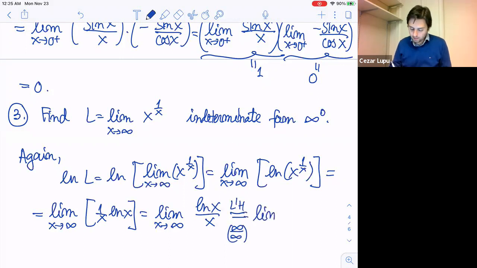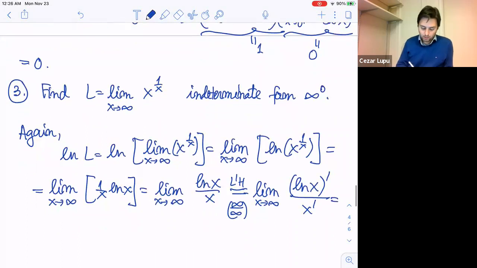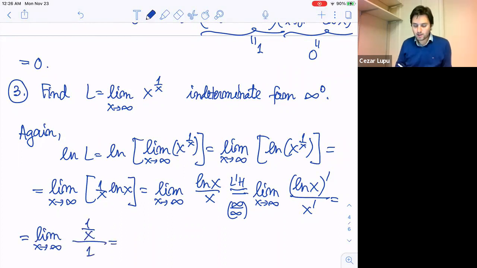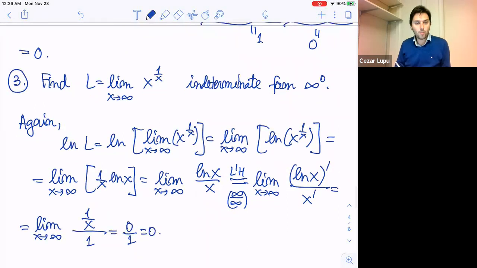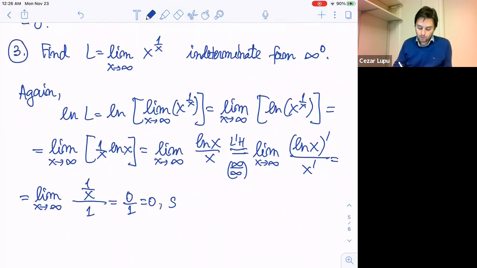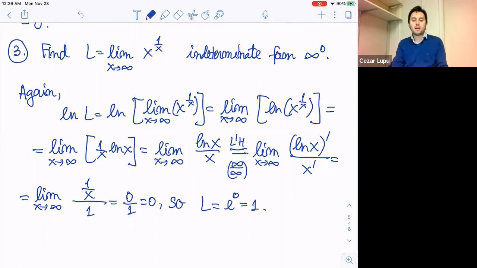And this would be the limit as x approaches infinity of ln of x prime, everything over x prime. And this would be equal to the limit as x approaches infinity of 1 over x over 1, which is nothing else than just 0 over 1, which is 0. Are we done? Nope. ln of L is 0. So L would be e to the power 0, which is 1. And that's it, right? So this is how you compute using L'Hopital rule, something like this.